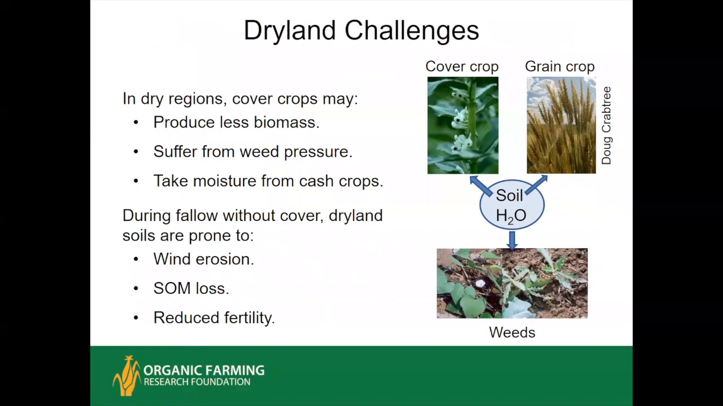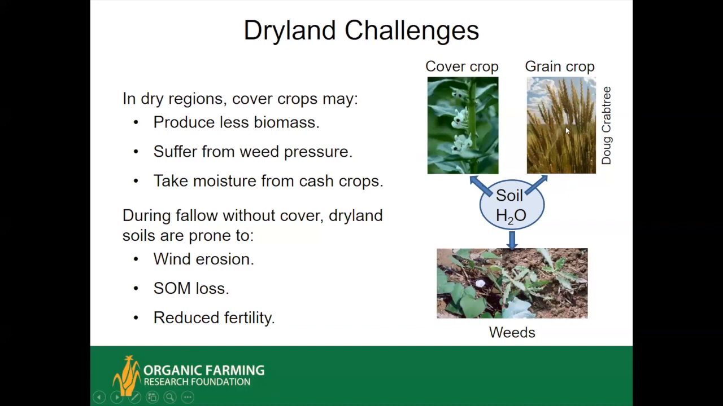So in the dryland, the challenges are different. Basically, you got a rotation. You got your cover crop, you got your grain crop, and as always, you got weeds. They're all vying for soil moisture. And when there's not much of it around, the grain crop can really get shortchanged.